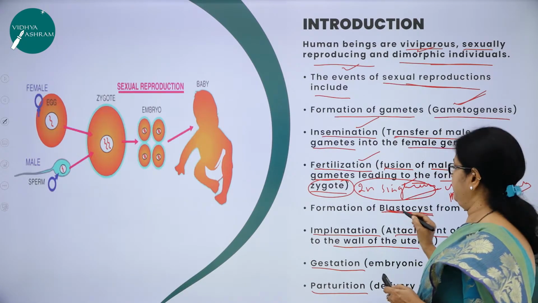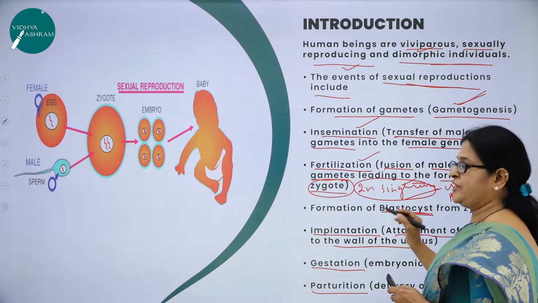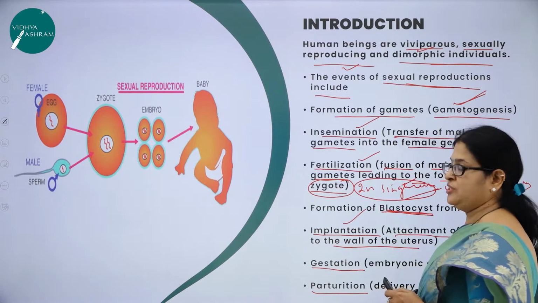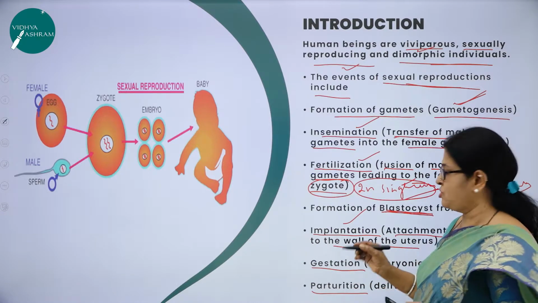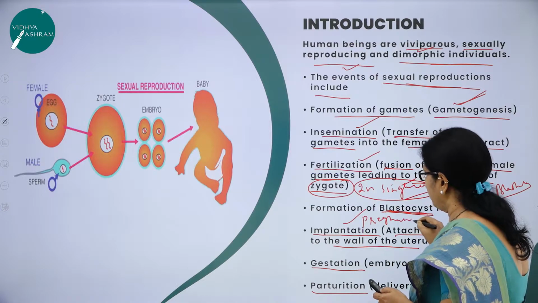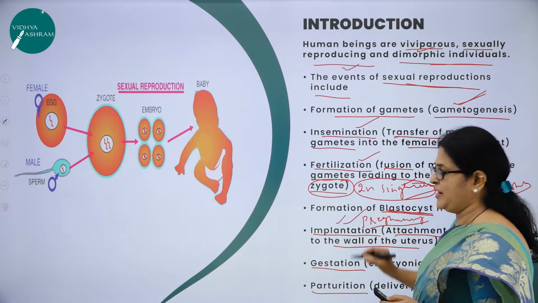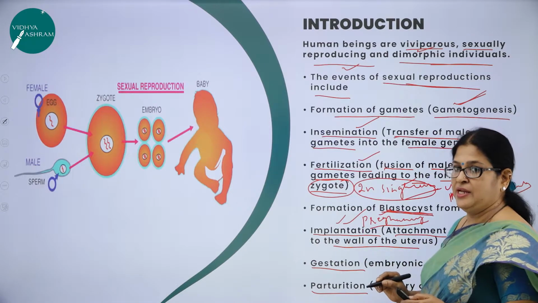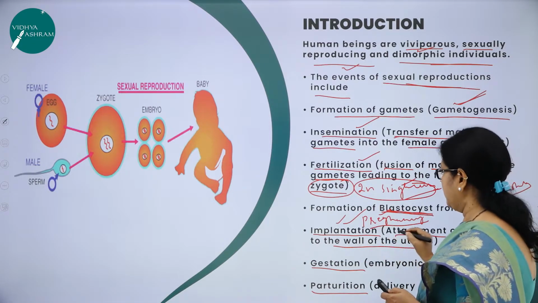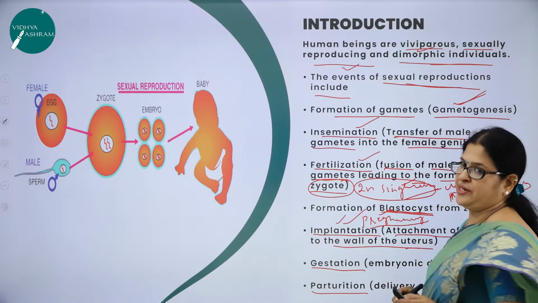Then after the formation of the blastocyst, a very important event has to take place, called implantation. What is implantation otherwise called? It is also called pregnancy. The normal word which we use in our daily life is not implantation, we use the word pregnancy. The woman has become pregnant. That means attachment of the blastocyst to the wall of the uterus.